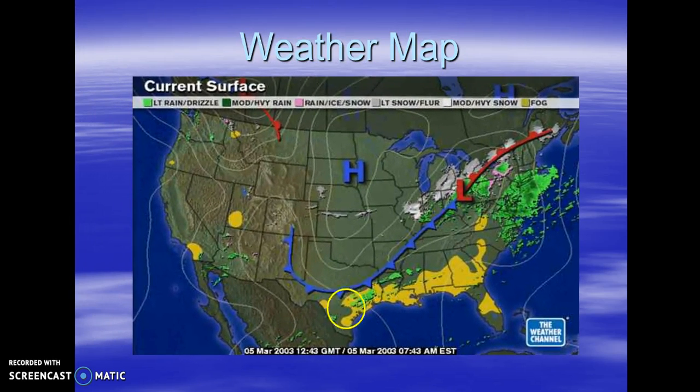All right, so the weather map here. You can see right here again, you've got a high pressure system, no rain around it. Got a low pressure system here. You've got rain all around it because the air is being pushed up and it's forming precipitation.